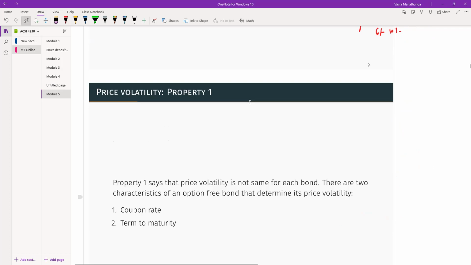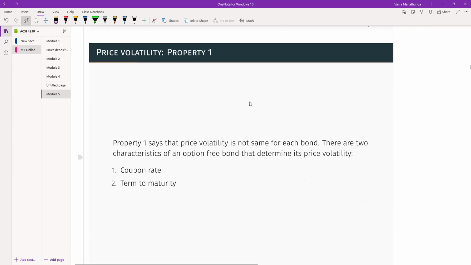And property 1 says that price volatility is not the same for each bond. There are two properties of an option-free bond that determine this price volatility. One is coupon rate, the other is term to maturity. So these two are going to affect the price volatility of the bond.